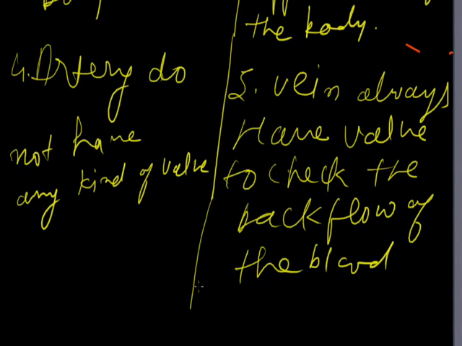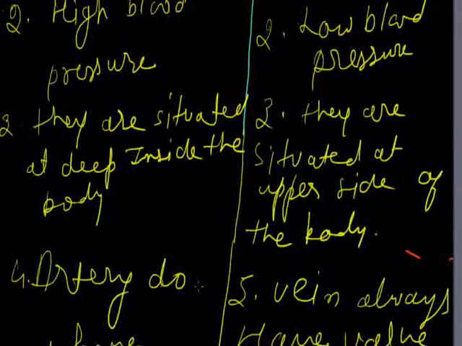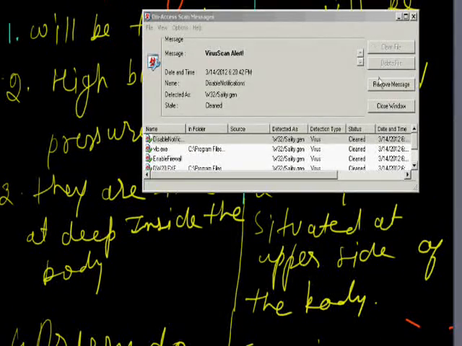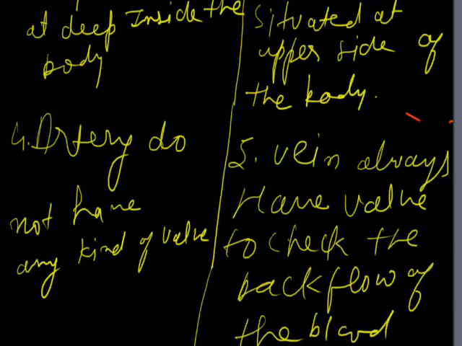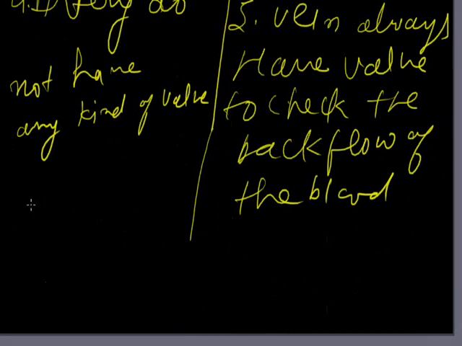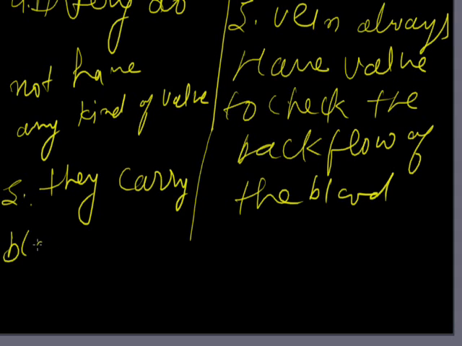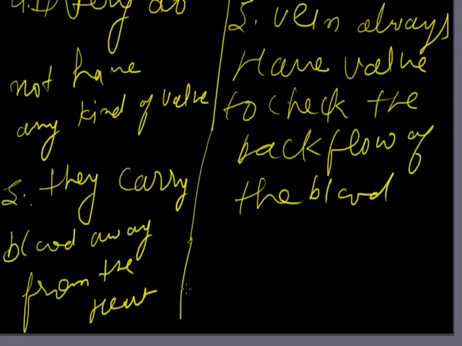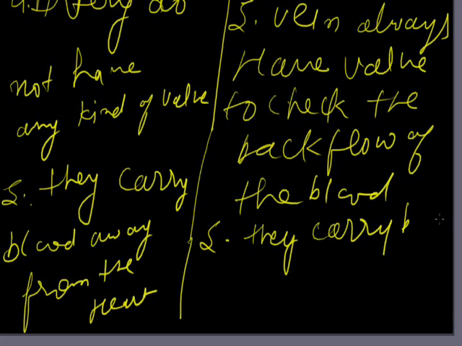Then if I deal about the entire process of circulation inside the body, arteries and veins both are very important. One more important difference is that arteries always carry blood away from the heart, but veins always carry blood towards the heart. So this is the major difference between arteries and veins.